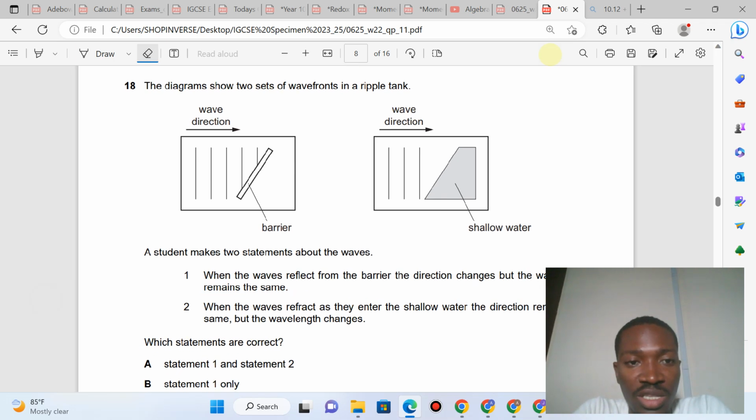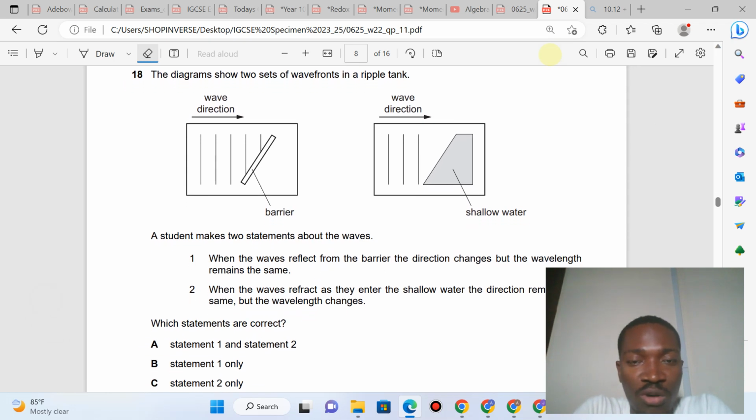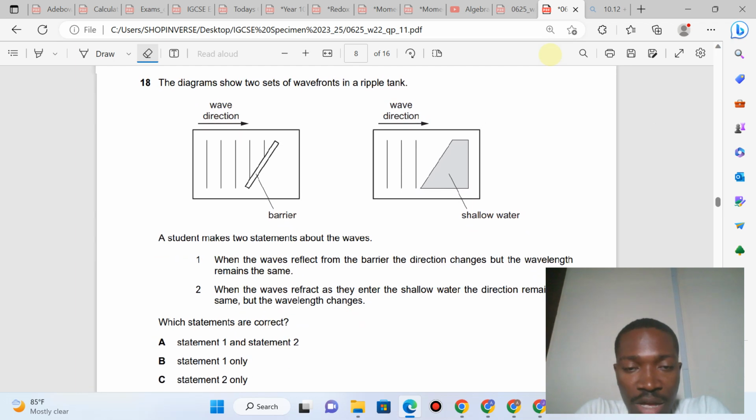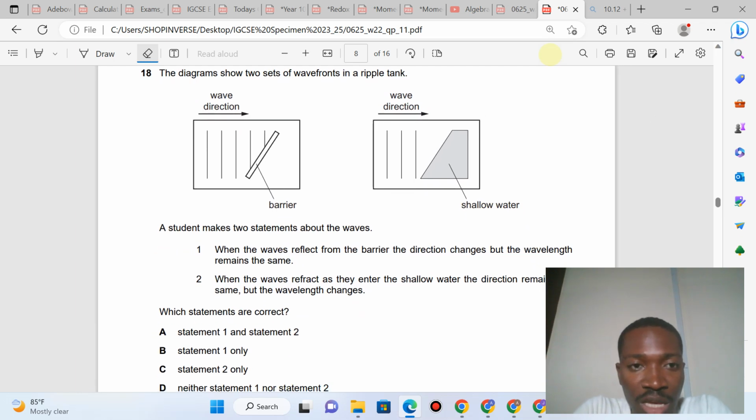Question 18. The diagram shows two sets of waves in a ripple tank. A student makes two statements about the waves. Number one, when the waves reflect from the barrier, the direction changes, but the wavelength remains the same. Number two, when the waves refract as they enter the shallow water, the direction remains the same, but the wavelength changes. Which statements are correct?